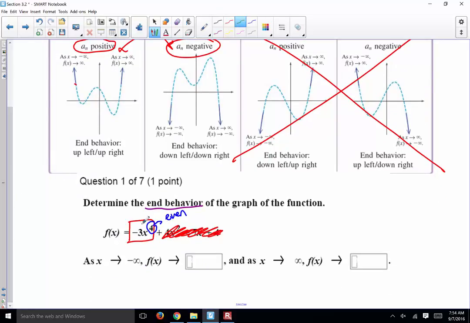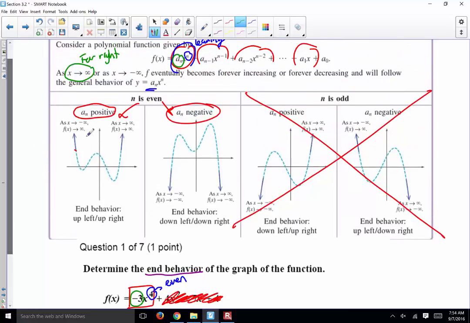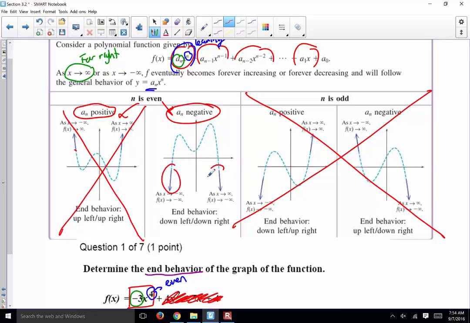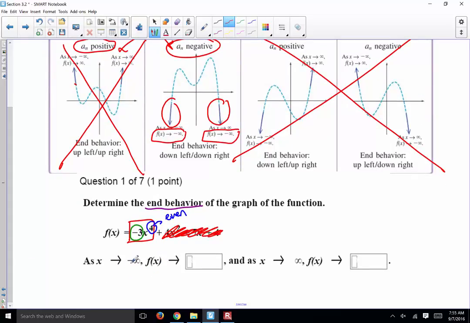Now this is step 3. What kind of number is this? It's negative. So we are going to cross out this option. So you have the cases, left end going down, right end going down. That means f of x is going to negative infinity on both ends. So when you go to the left, f of x going to negative infinity. When you go to the right, f of x going to negative infinity as well.